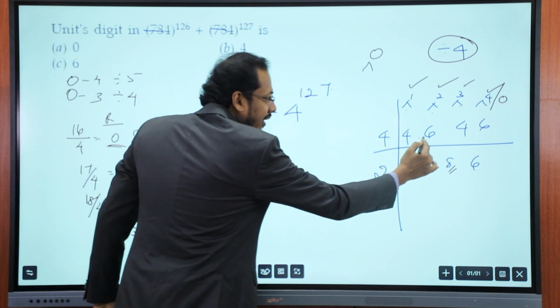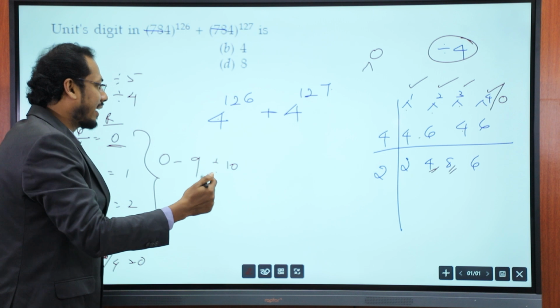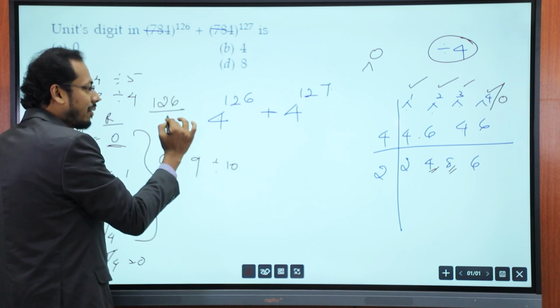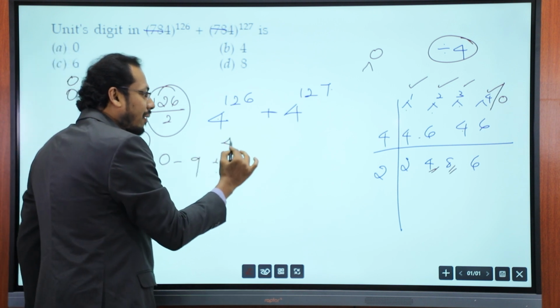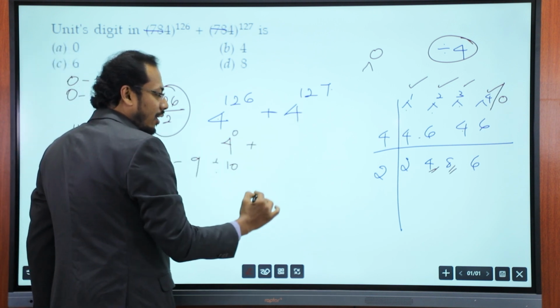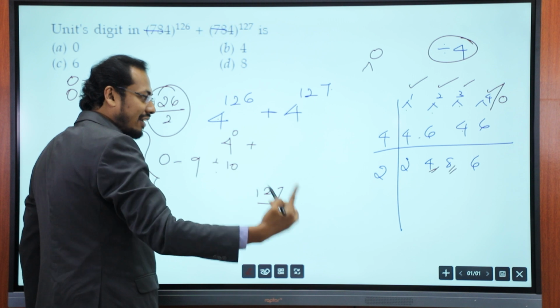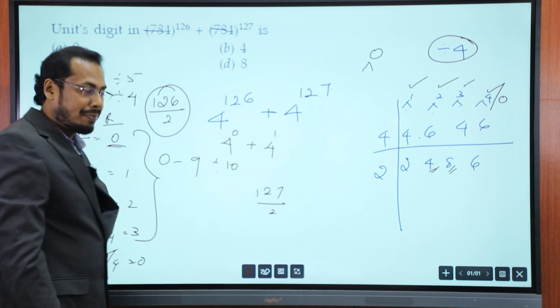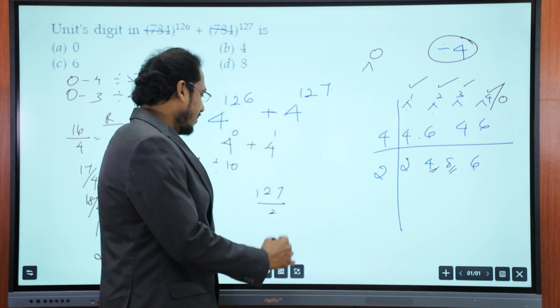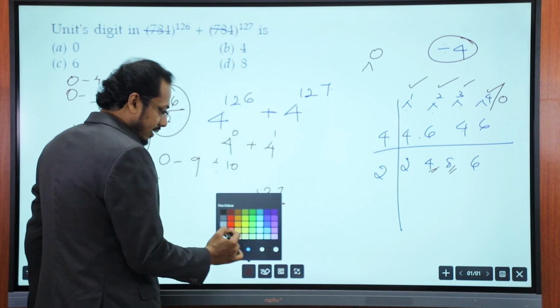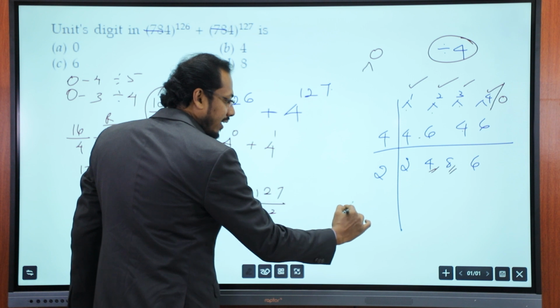In 4, we have only 2 cycles. 2 numbers will be repeatedly coming. So, 126 divided by 2. It is an even number. So, remainder is 0. So, 4 power 0. And here it is an odd number, 127 divided by 2, definitely my remainder will be 1. So, 4 power 1, I will take this value, 4. Yes, so 4 power 1 is 4.